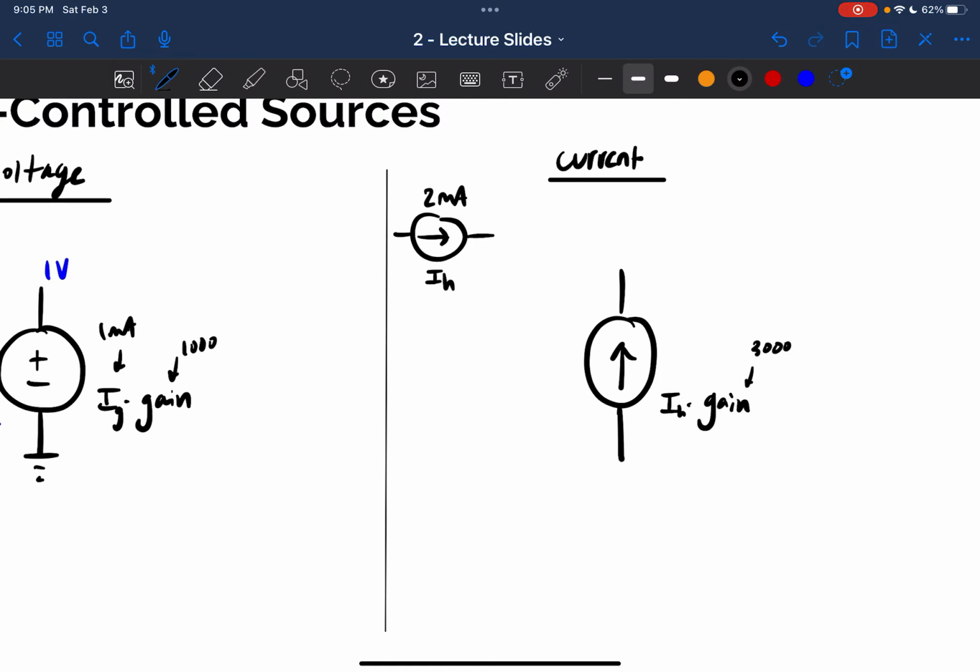2 milliamps times 3,000 would give me, oh, sorry, that's probably not a good idea. Let's do a gain of 3 for the current controlled source. I was thinking about voltage. Okay, 2 milliamps times 3 would give me 6 milliamps, and so I would have 6 milliamps flowing in and out of this current controlled source.